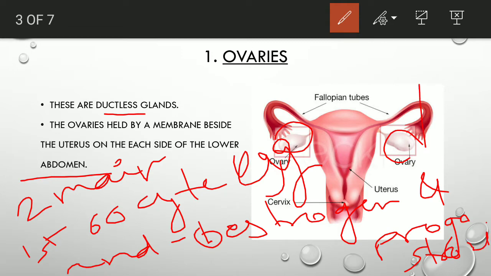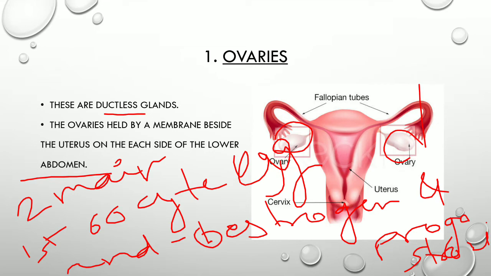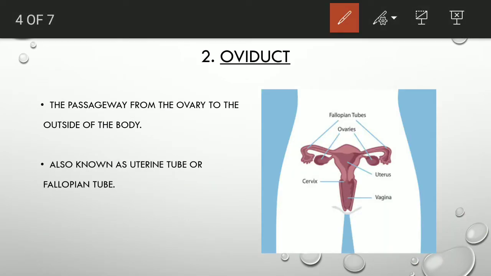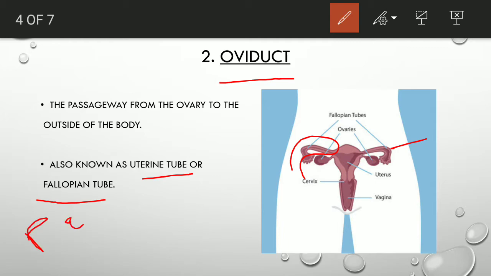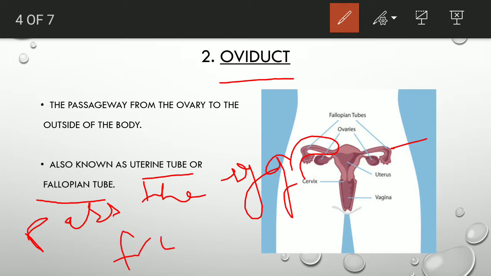The second part of female reproductive system is the oviduct. The passageway from the ovary to the outside of the body is known as oviduct. These are also known as uterine tube or fallopian tube. The function of oviduct is to pass the egg from the ovary.